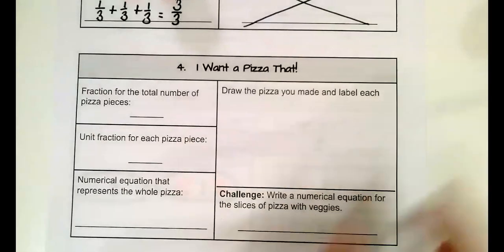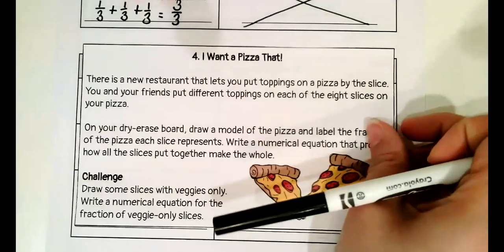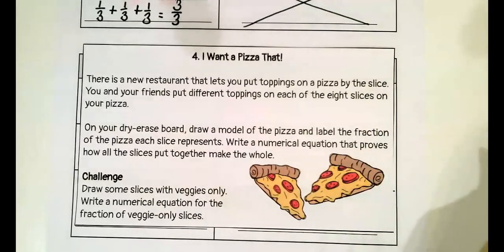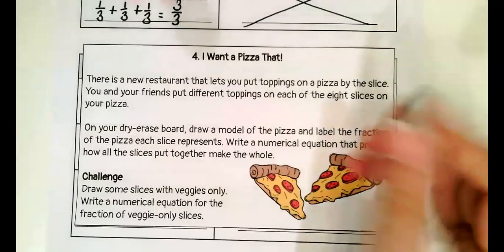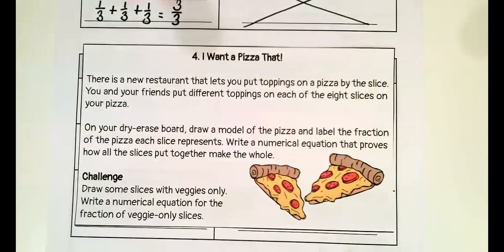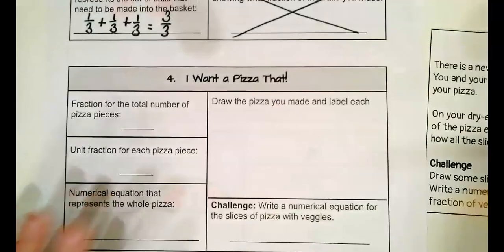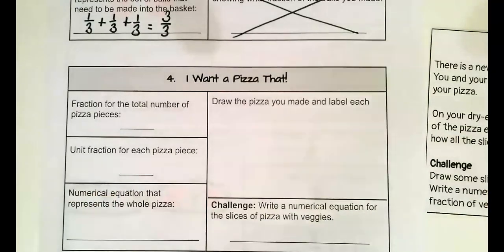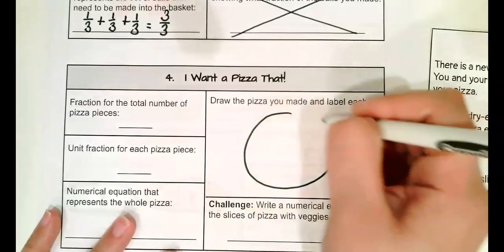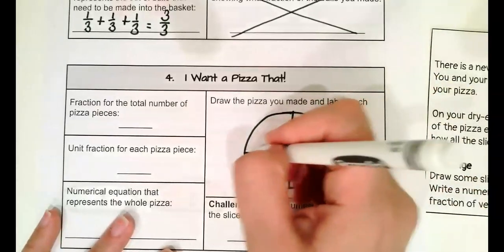So I want a pizza that. There is a new restaurant that lets you put toppings on a pizza by the slice. You and your friends put different toppings on each of the 8 slices on your pizza. On a dry erase board, draw a model of the pizza and label the fraction each pizza slice represents. Write a numerical equation that proves how all slices put together make a whole. So we have 8 slices. So I'm actually going to draw a pizza. And I'm going to divide it into 8 pieces.